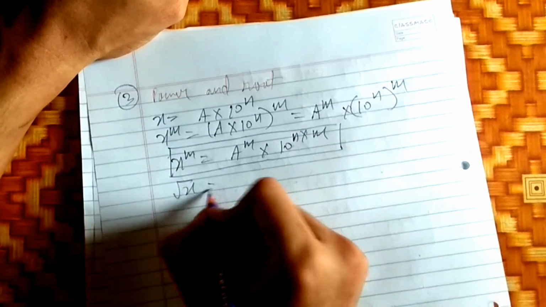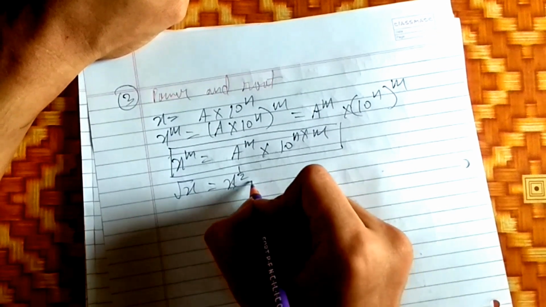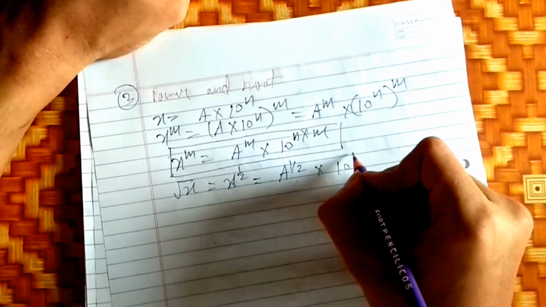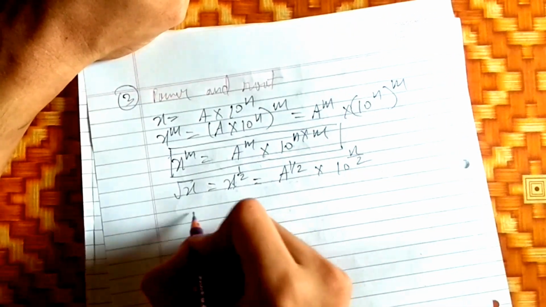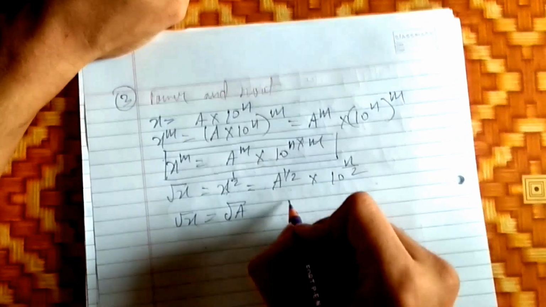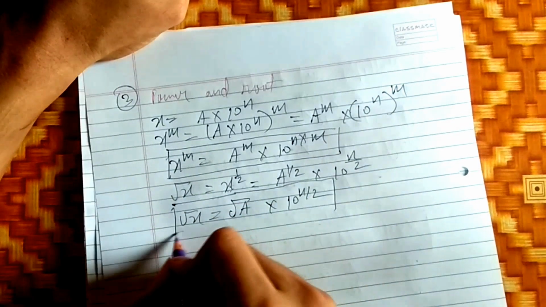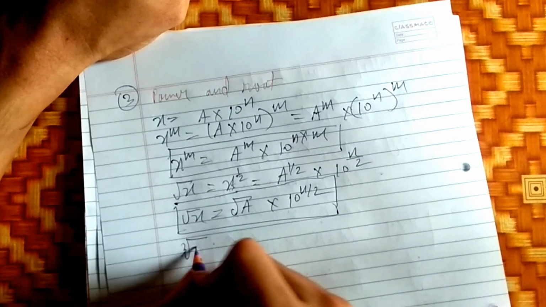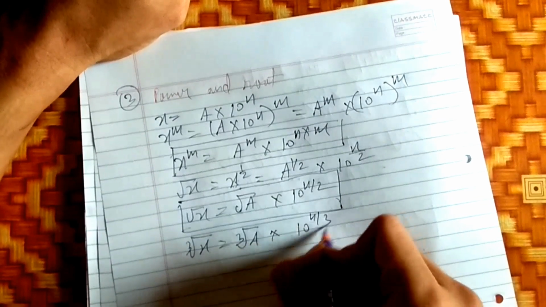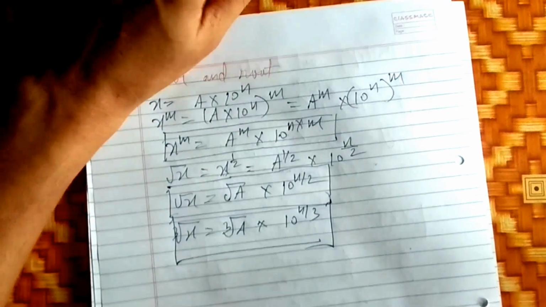Similarly, if there is root x, then it will be x to the power 1 by 2, equal to a to the power 1 by 2 into 10 to the power n by 2, right? Therefore root x will be root a multiplied by 10 to the power n by 2. Similarly, for the cube root of x, it will be cube root of a into 10 to the power n by 3. Okay, simple. We will see the example of this.